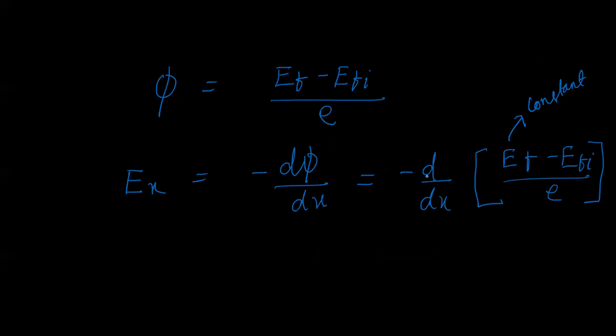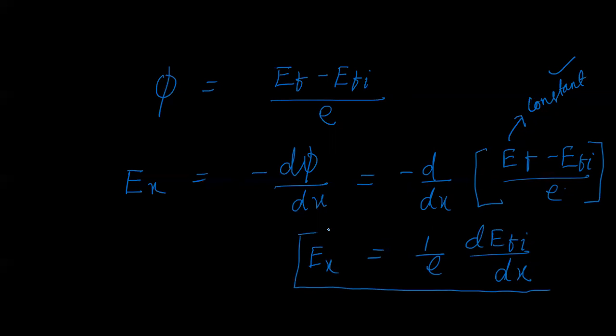So what we can write now is minus d by dx of EF over e. This small e is constant, so you take it outside, no problem. This term will be 0 because EF is constant, and then we will remain with minus d by dx of EFi by e. So minus minus plus, we get 1 by e, since e is constant, times dEFi by dx. So to write the electric field as a function of x, you need to find out how the intrinsic Fermi energy level varies with respect to x. This is what we are going to find out.